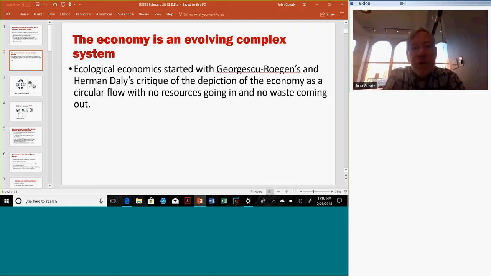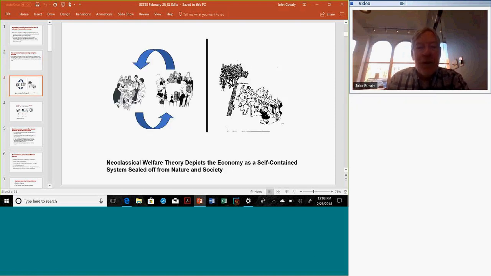But ecological economics started with Georgescu-Roegen and especially Herman Daly's critique of the depiction of an economy as a circular flow, with no resources going in and no waste coming out. This is shown in the left-hand panel there. It's a circular flow between consumers and producers, the theory of allocation, with some very strict mathematical properties in the basic model. What ecological economics did from the start was spread the ethical boundaries to include the right-hand side too, the natural environment represented by the tree, and human society and humans as social creatures.